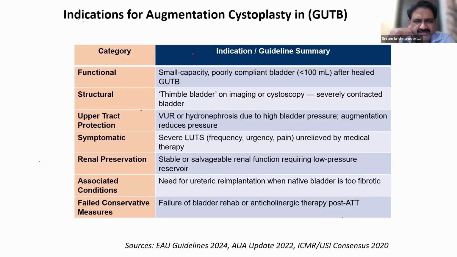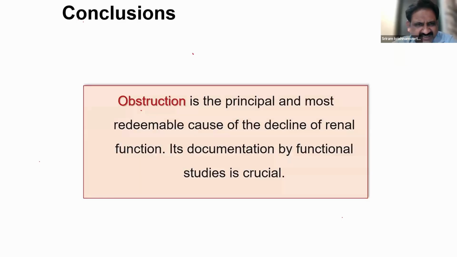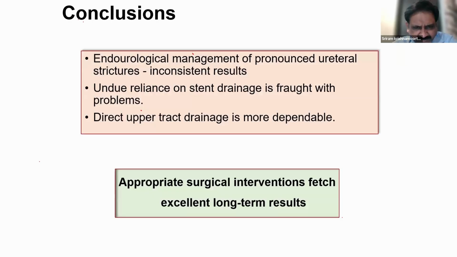Then indications for augmentation. Augmentation cystoplasty is one which we all routinely do. You should be able to list the actual indications for augmentation cystoplasty. Which are the ones who actually need augmentation? Which are the ones who can be treated with medical management? Who are the ones who can be treated with anticholinergics? All that you should be able to identify. Any further slides in this? Next. Next, we have discussed. Next.